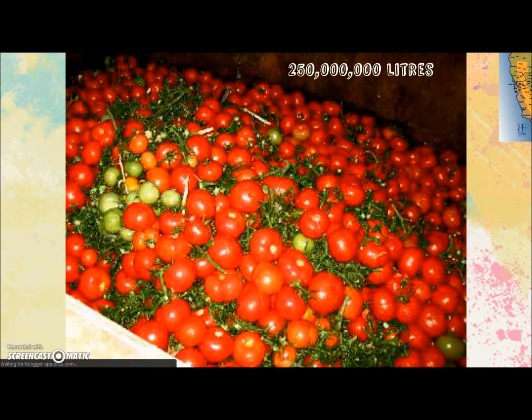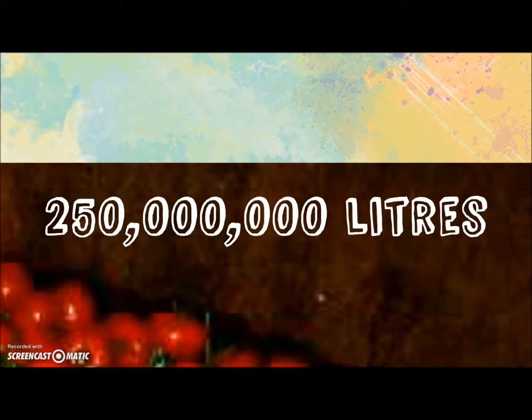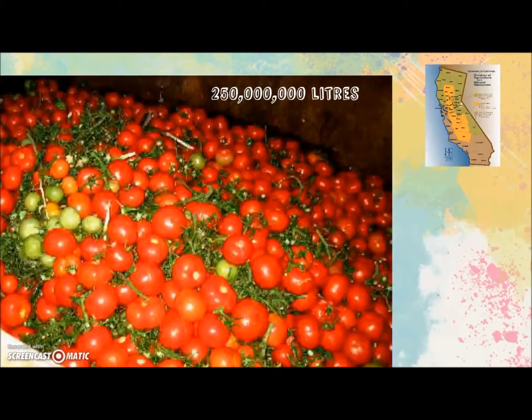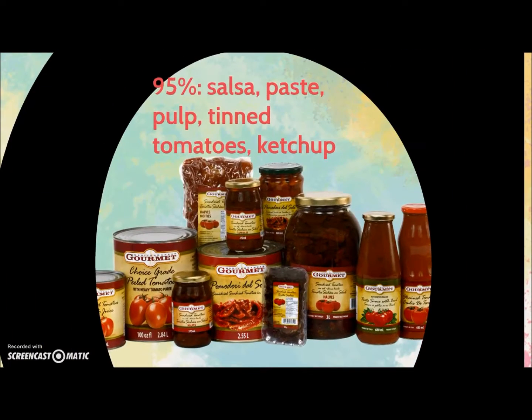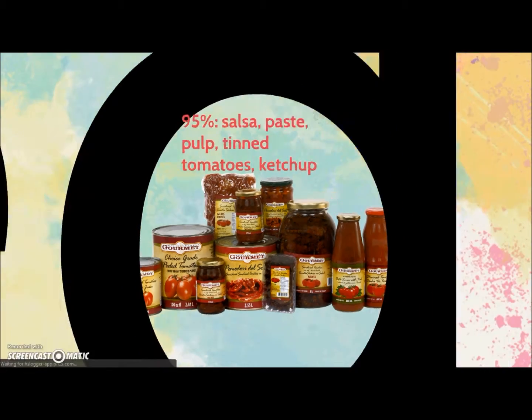So, as you can see, one justification for this is that the Americans eat about 250 million liters of ketchup each and every year. So it's a massive industry to produce all these tomatoes. Most of them come from the Central Valley in California. You probably remember that it's got very favorable weather conditions, although it needs watering, it needs irrigation. Only 5% of all tomatoes produced in the USA are sold raw, and 95% is processed into salsa, paste, pulp, tin tomatoes, ketchup, you name it.